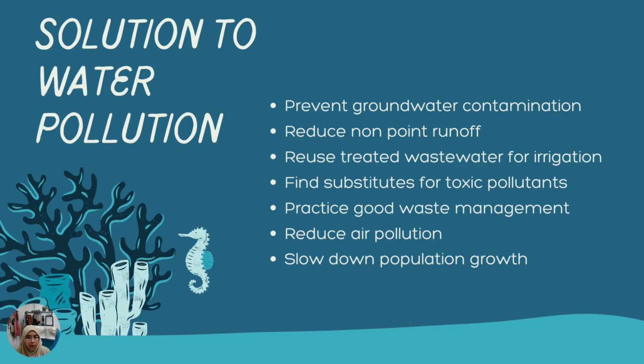These are some of the solutions to water pollution. Firstly, prevent groundwater contamination. Secondly, reduce the non-point runoff. Thirdly, reuse treated wastewater for irrigation. Fourth, find substitutes for toxic pollutants. Fifth, practice good waste management. Sixth, reduce air pollution. And lastly, slow down population growth.